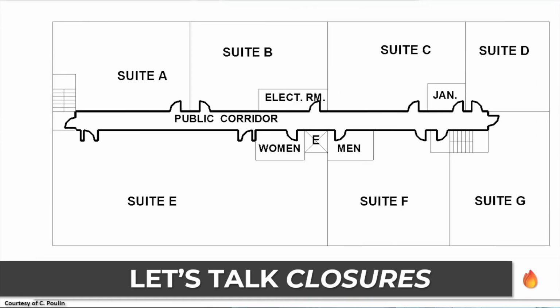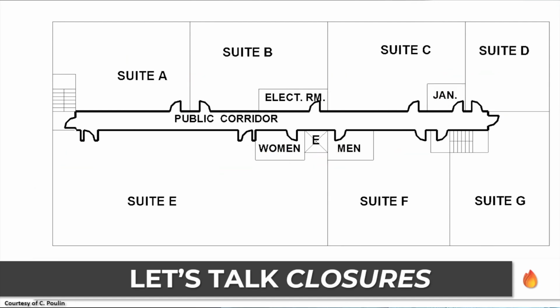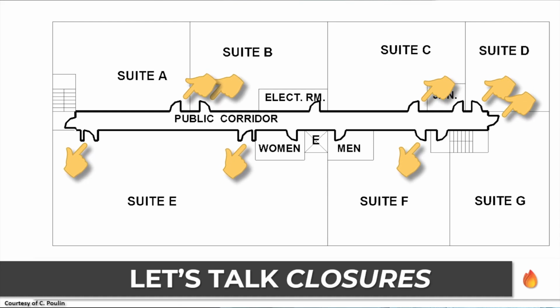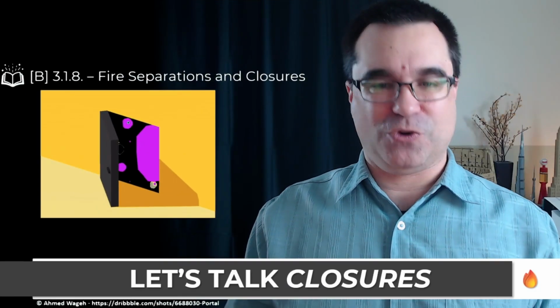Okay, so in this setup here, right, the closures are these doors. Notice how I did not include these doors, because these doors go to exit. They're exit doors, okay? So it's only the doors that allow getting out of a suite and into the public corridor, or getting out of the washrooms and into the public corridor, and so on, okay?